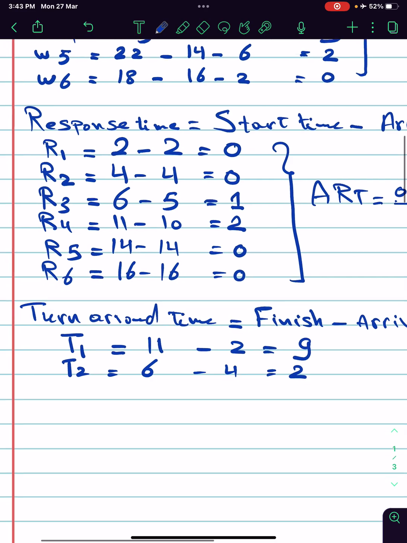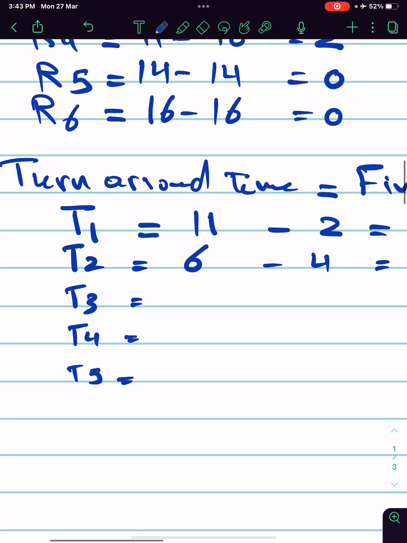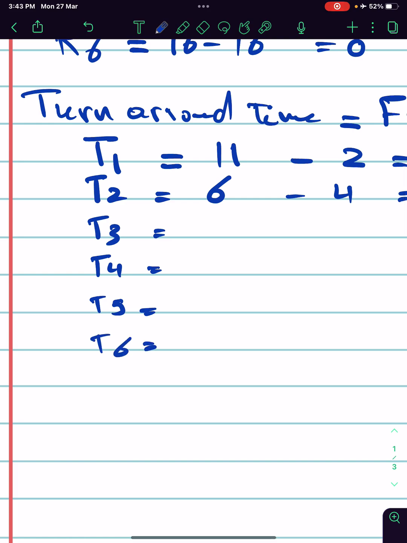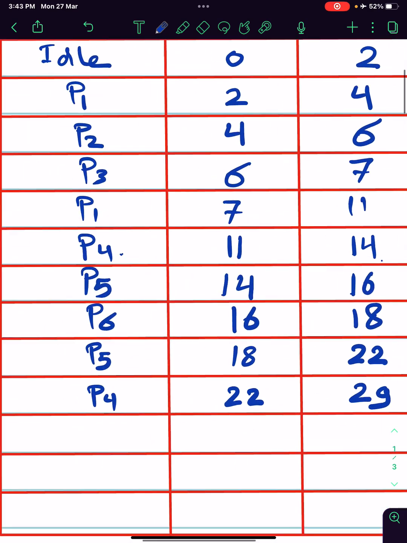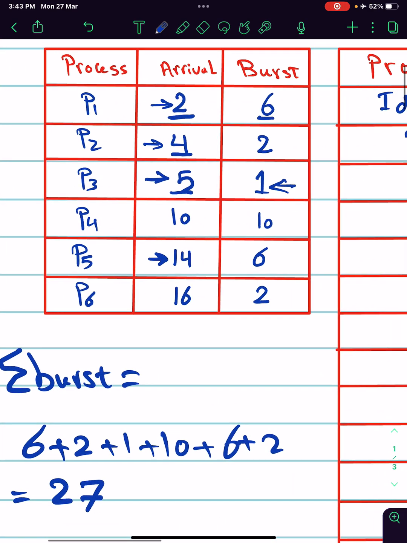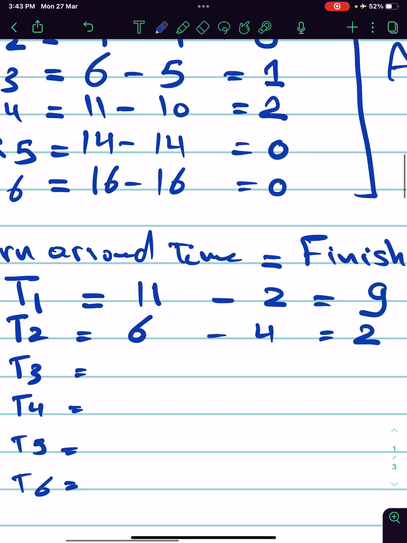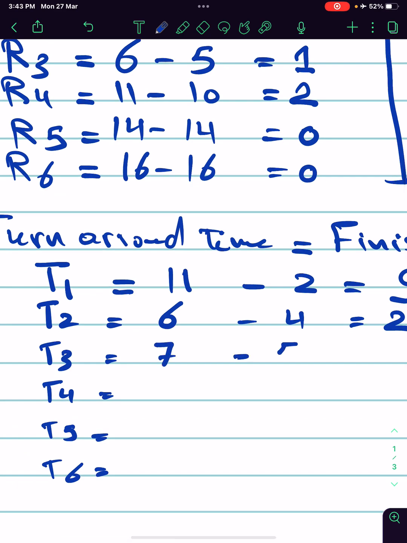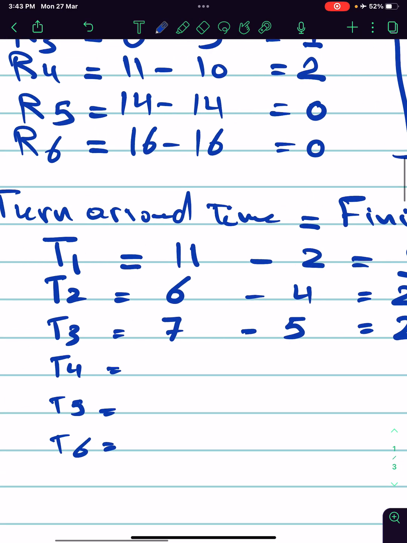How about T3? Look at T3, that would be here. Look at process 3. When did process 3 finish? It finished at time 7, right? And it arrived at time 5, right? So 7 minus 5, that would be a 2. It makes sense because the waiting of P3 is 1 and the burst is 1. 1 plus 1 is 2.